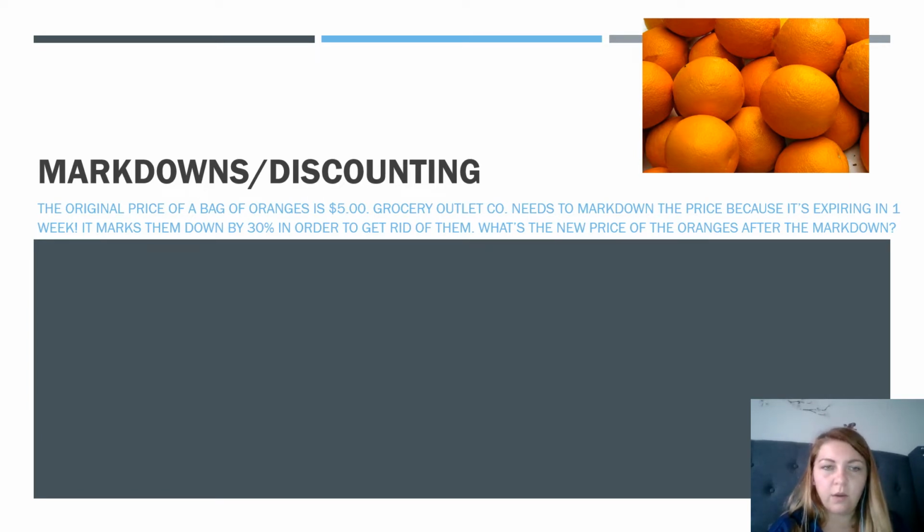Okay, so here we go. One side will be the prices, where the $5 is going to be at the bottom, or the denominator. So we'll do 5, and then on top we're going to have X. On the right-hand side, we're going to do the percentages. So it's going to be 30 over 100 because it's a 30% markdown. That's the first step. So now we have the problem set up.